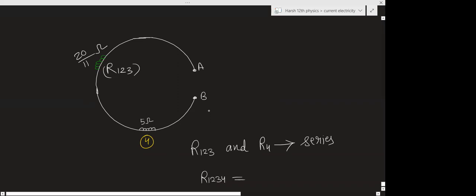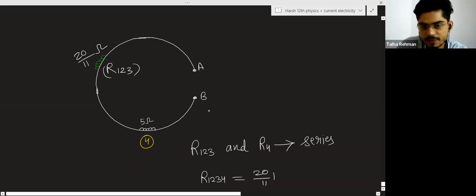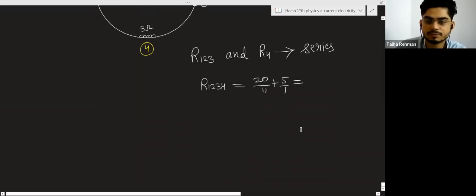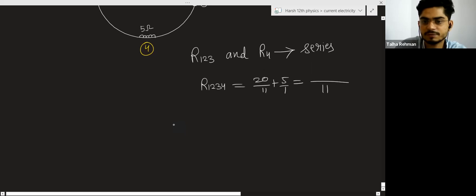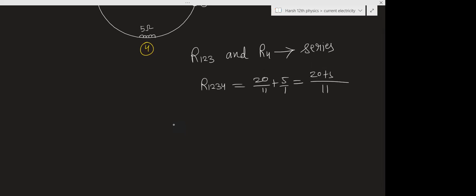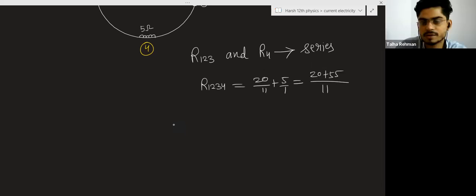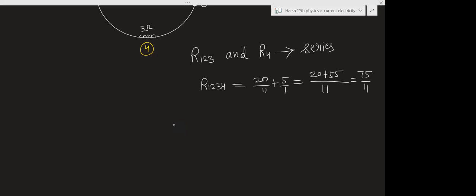20 by 11 plus 5. Take the LCM, it will be 11. So 20 plus 55 by 11. It will become 75 by 11.